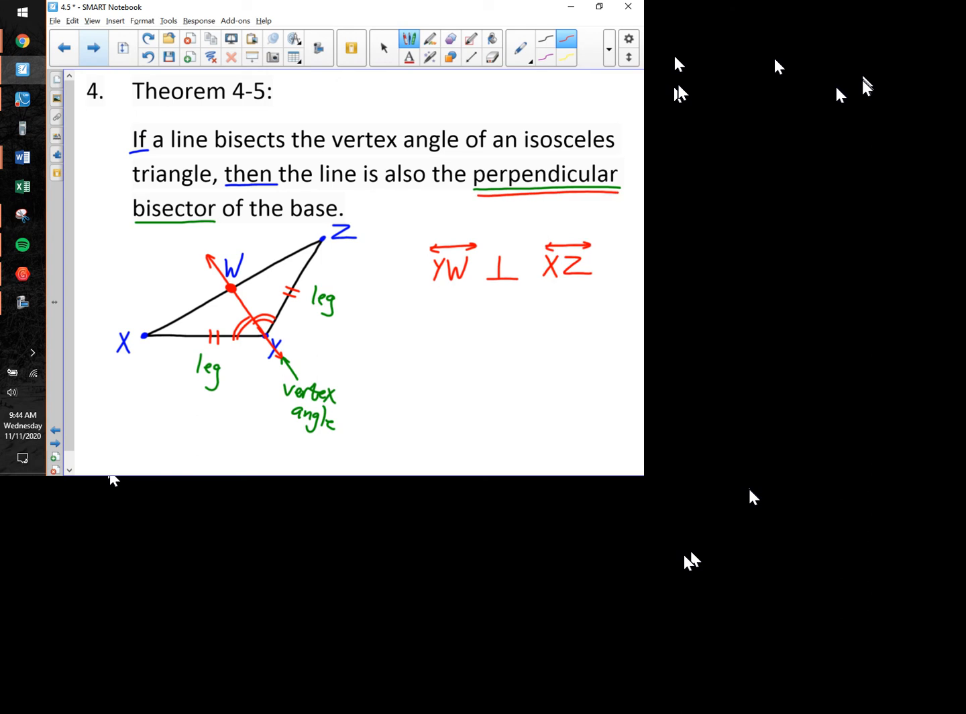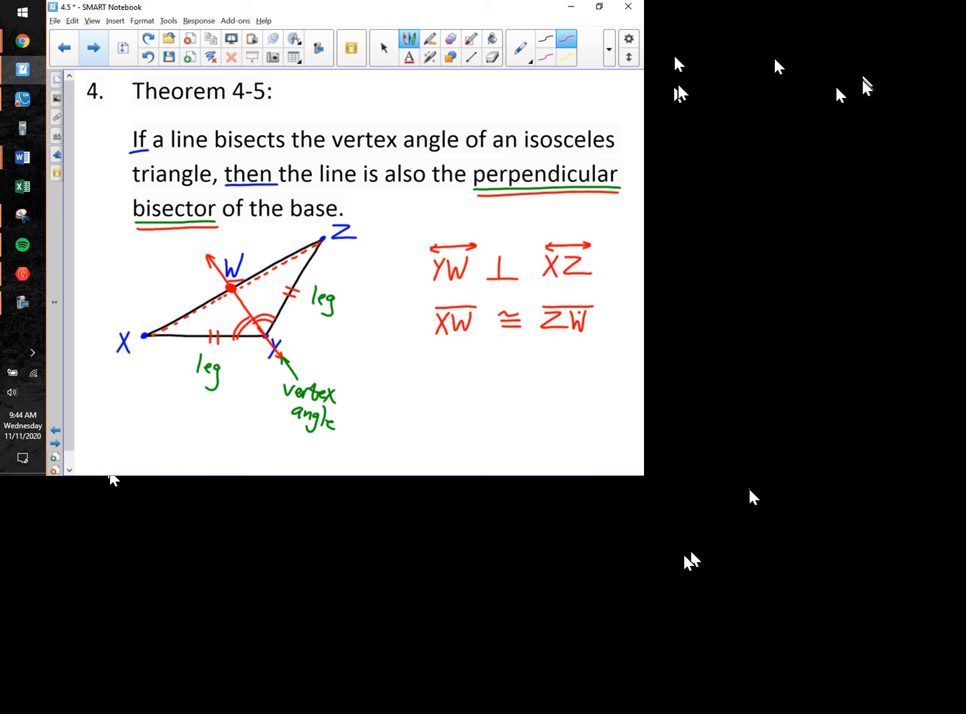The other word that's important that we haven't used a ton in here this year, although we have learned it, is bisector. And a bisector, everybody, cuts something into two congruent parts. That means that when we draw that red line segment and we locate point W, this segment over here on the left, XW, and this segment over here on the right, ZW, have to be congruent to each other. Line segment XW is congruent to line segment ZW.